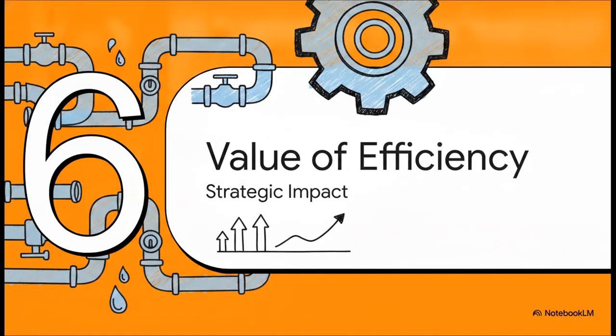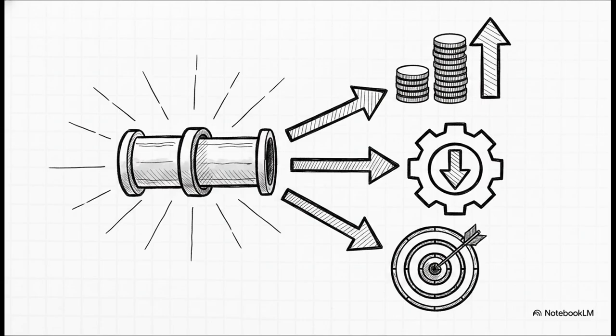Let's wrap this up with Section 6, the value of efficiency. Ultimately, this whole process isn't just some dry accounting exercise. It is the absolute bottom line of efficiency. By rigorously tracking that replacement rate and quantifying the water loss volume in cubic meters, a utility can effectively limit those non-revenue losses. Less lost water means less wasted energy and chemicals, which drastically reduces operating costs. Simultaneously, it increases the volume of water that actually makes it to the billing meter, boosting revenue.